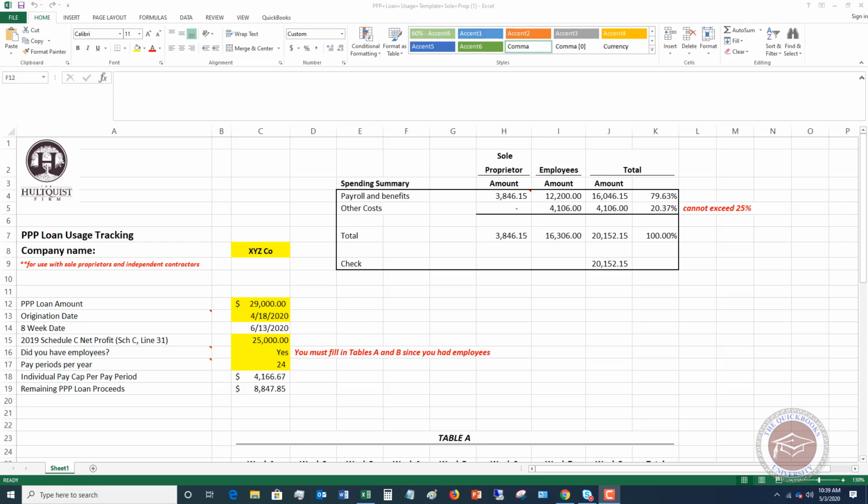So I developed this new spreadsheet that just builds on the previous one. Now this one is really more specific for sole proprietors and for independent contractors. There's a couple different rules for sole proprietors and independent contractors that aren't really applicable to a standard business, like an S Corp or an LLC.